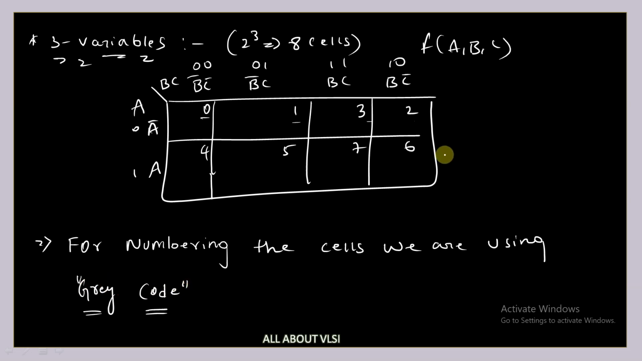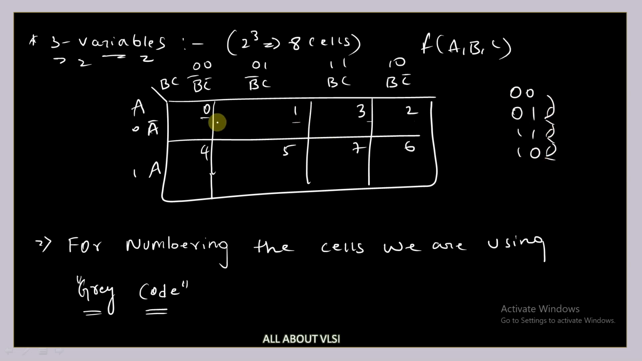As we have studied while learning about gray code, each adjacent number will differ by only one bit. Like, let's say, 0 0, 0 1, 1 1 and 1 0. So there is only one bit change between the two numbers.